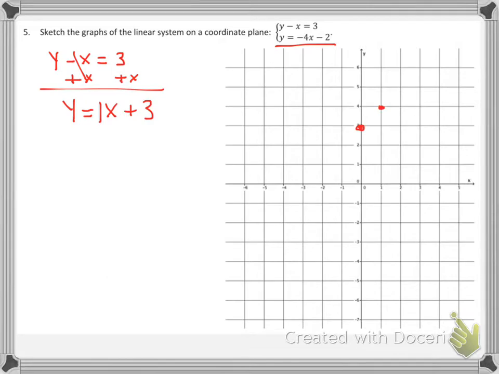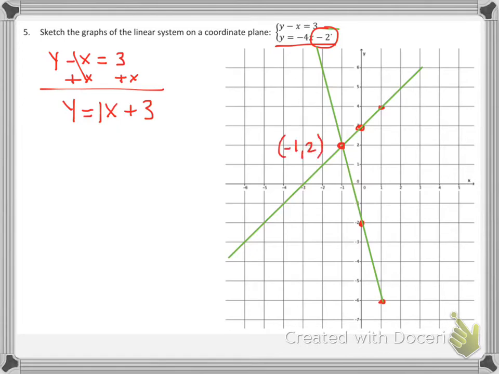So this line, let me put it right through here. There we go. And then the second one is slope-intercept form already. So this line crosses at negative 2. Okay, so that's here. And then a negative 4 slope means down 4, 1, 2, 3, 4, and right 1. So there's our point, and now we can draw the line connecting those two. And it looks like we intersect exactly at that point, which is (-1, 2).